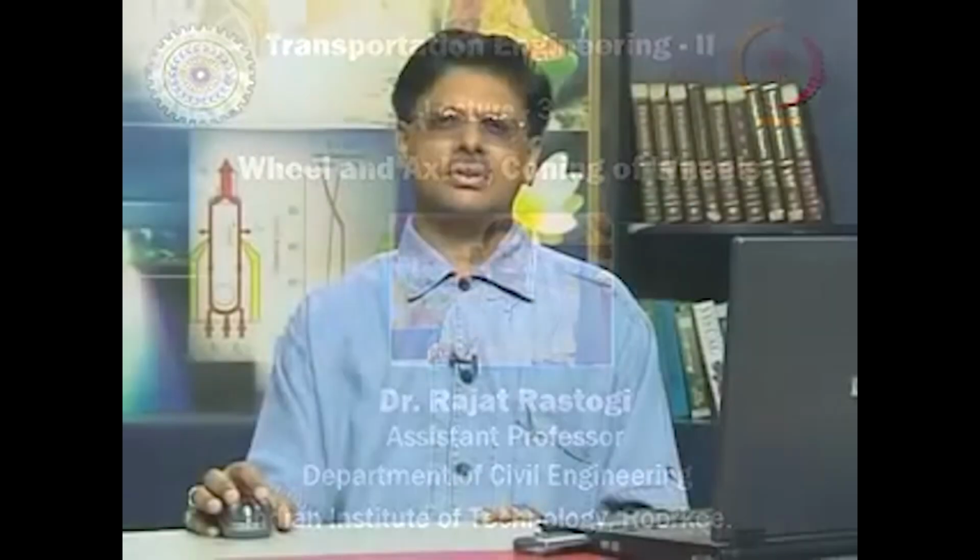Dear students, we are starting with another lecture on the Transportation Engineering 2 course. This lecture pertains to the wheels and axles and their configurations and the associated feature of wheels, that is coning of wheels. In the previous lecture we discussed the gauges, the various types of gauges being used globally or in India, the problems associated with the gauges and the uniform gauge policy of Indian Railways.